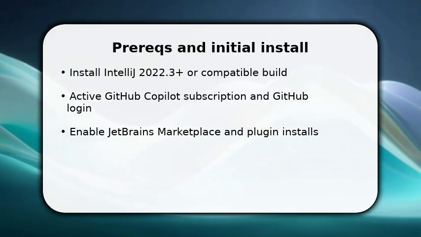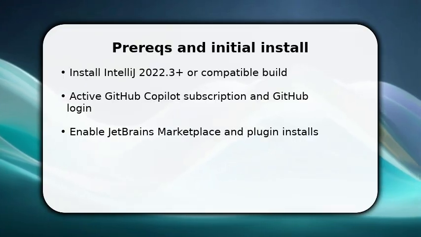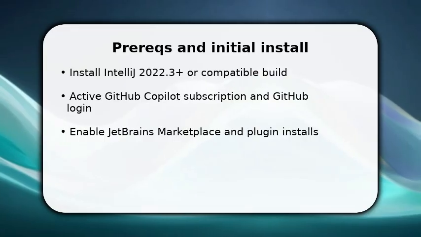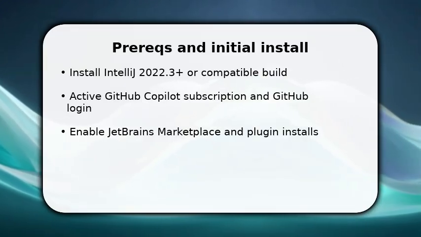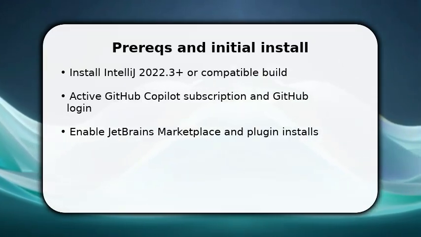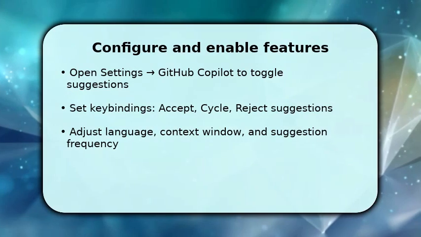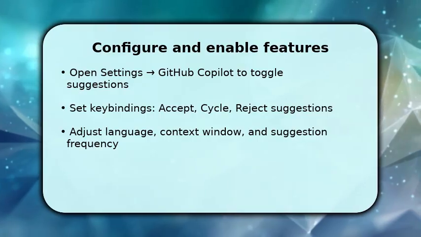Make sure your network allows connections to api.github.com. If you use a corporate proxy, configure it now under Settings > HTTP proxy, so the sign-in flow proceeds without interruption. Once signed in, open Settings and select GitHub Copilot.